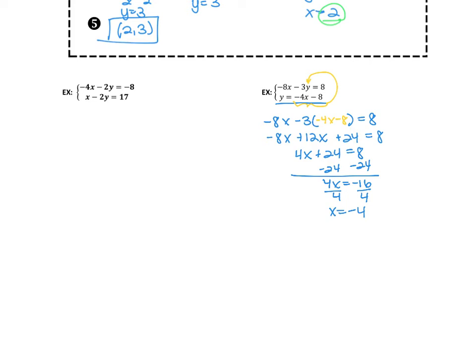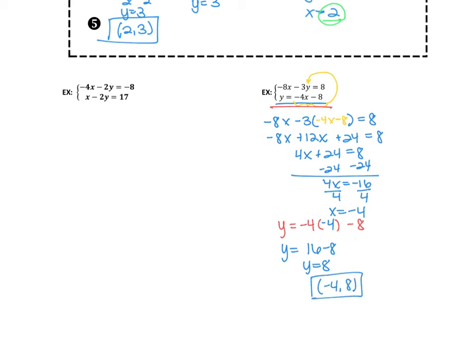Okay, so I did all that work, but I'm still not quite done because I need to figure out what y equals. So I have several options. I have two options that I can plug this x into to figure out what y is. But I think I'm going to choose this bottom equation again. And I'm going to say y equals negative 4x minus 8. And in place of the x, I'm going to put what x equals, which is negative 4. So solving this, we would get y equals positive 16 minus 8, so y equals 8. Okay, so my final answer is negative 4, 8.